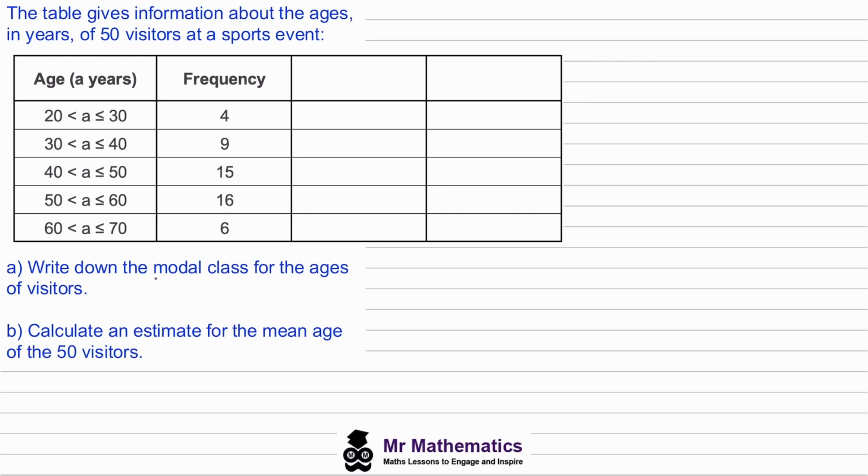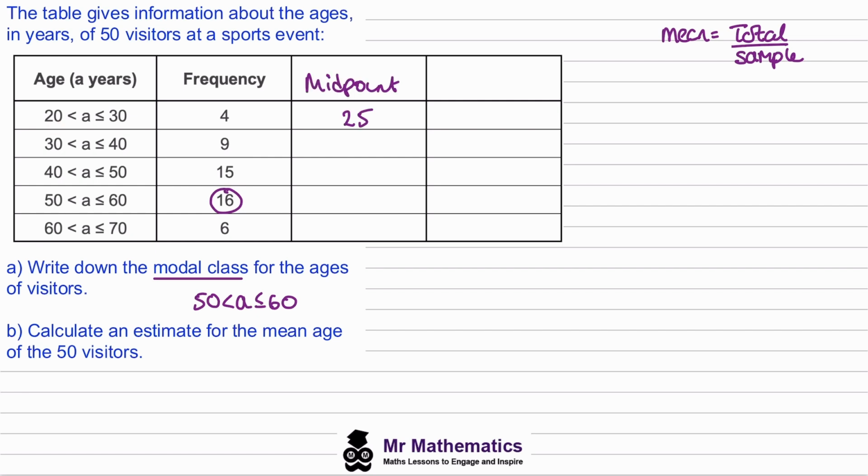Okay, so welcome back. So the modal class will be the class with the highest frequency, and the highest frequency is 16. So this will be our modal class. And then to work out the estimate of the mean average, we need to work out our total. So we need the midpoint of each of these classes, and the middle value between 20 and 30 is 25. Between 30 and 40 is 35, 45, 55 and 65.